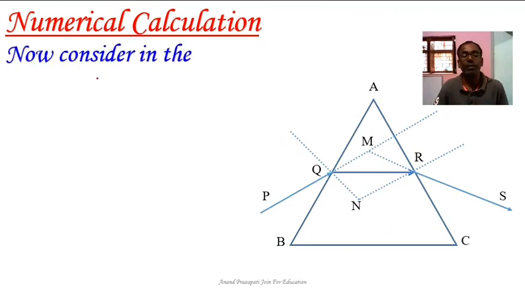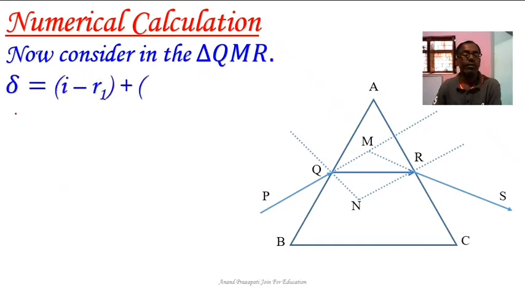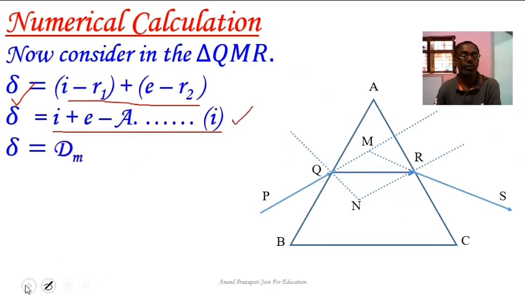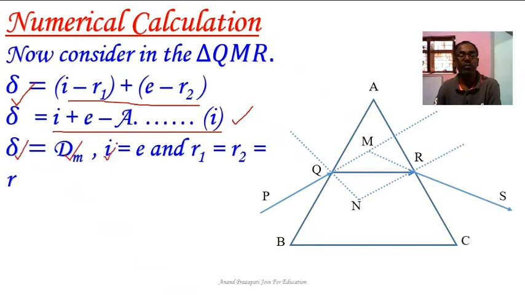Now consider in the triangle QMR, delta equal to, already I have proved this one, I plus E minus A, suppose this is the equation number 1. So, in case of minimum deviation, delta will be equal to the dm, I will be equal to the E, and R1 and R2 both will be equal, and suppose this is the R.